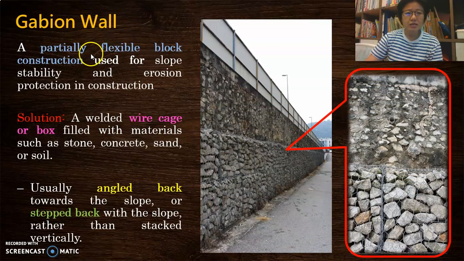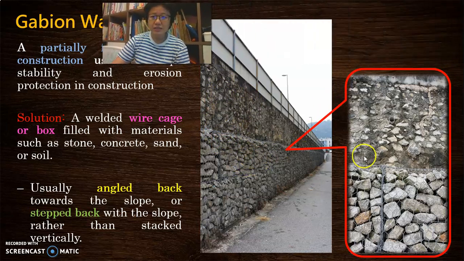So essentially it's a partially flexible block construction where you have a metal cage. Usually it is made of steel wires coated so that it can withstand the weather, and inside we'll just pop in the rocks if you like, and sometimes they are built angled. This is vertical, but sometimes they are built angled so they can have a better stability. If they are not angled, as in this case, you can see that at the top is actually a rubber wall, at the bottom they put in the gabion wall. Just take note of this.